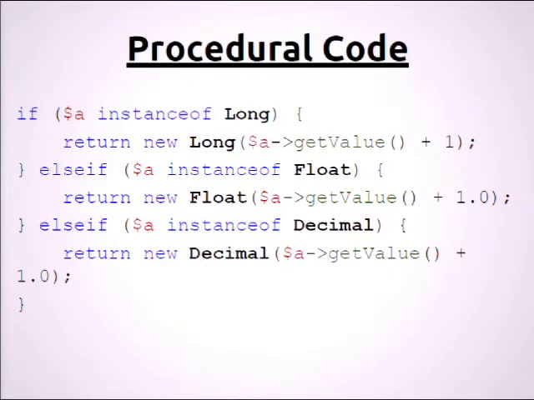So we have a block of procedural code with that number example, and we have three different statements here. If A is a long integer, we do one thing. If it's a float, we do another. If it's a decimal, we do another. So we have this flow here. The problem comes along: what if I add a new type? What if I add a complex number? Or a Roman numeral or something like that? Now I need to change my calling code.